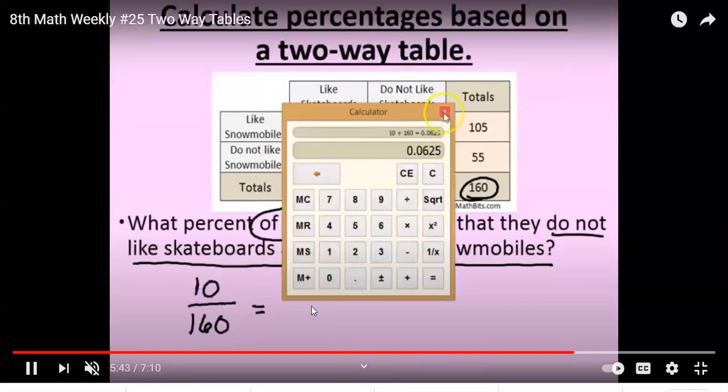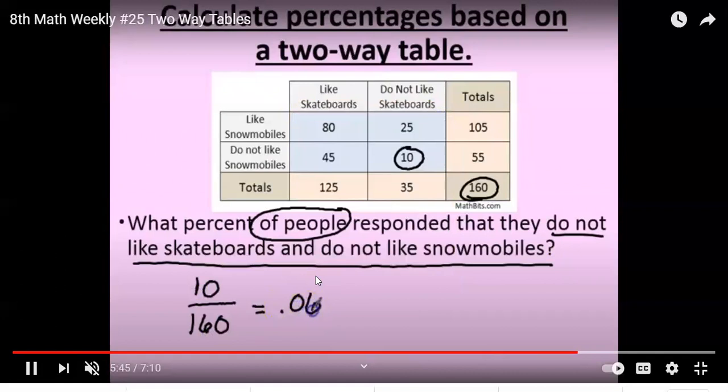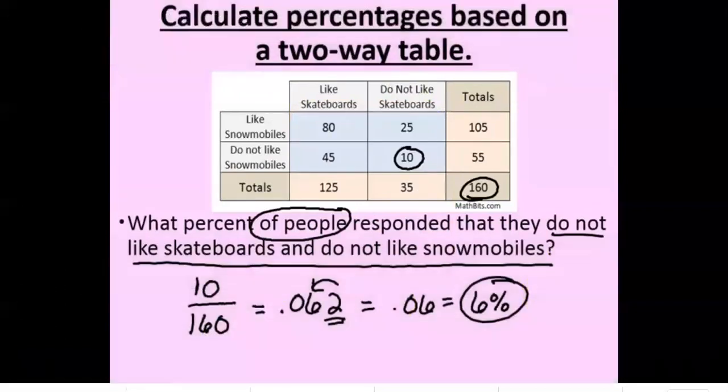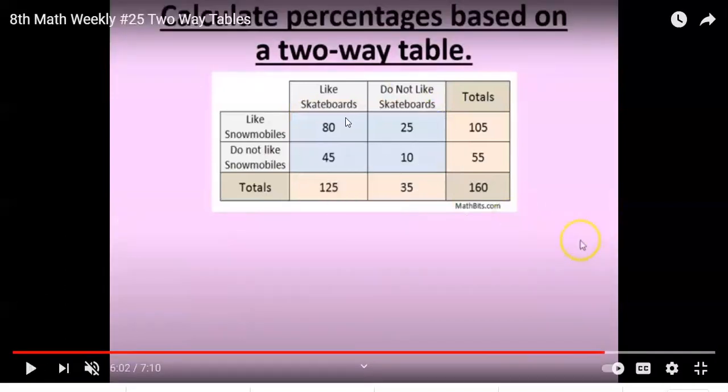Then in decimal form, it will be 0.62. The 2 will not give us anything, so it will be 0.6, approximately 6%. So in this part, we learned how we can read a two-way table, how we can fill the spaces in a two-way table, and the last point, how we can calculate the percent from a two-way table. So this was the first part.